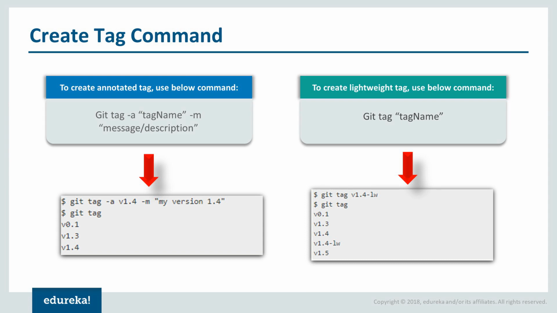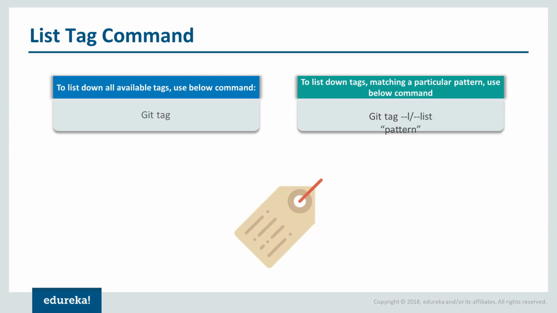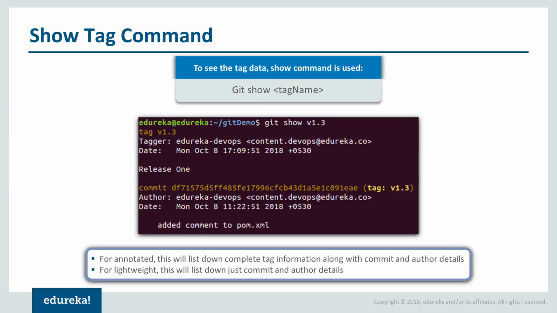Now git tag will list all the tags. Git tag -l allows me to filter them based on a pattern. Or once I have the tag name, I can do git show tag name. So let's go ahead and create tags.